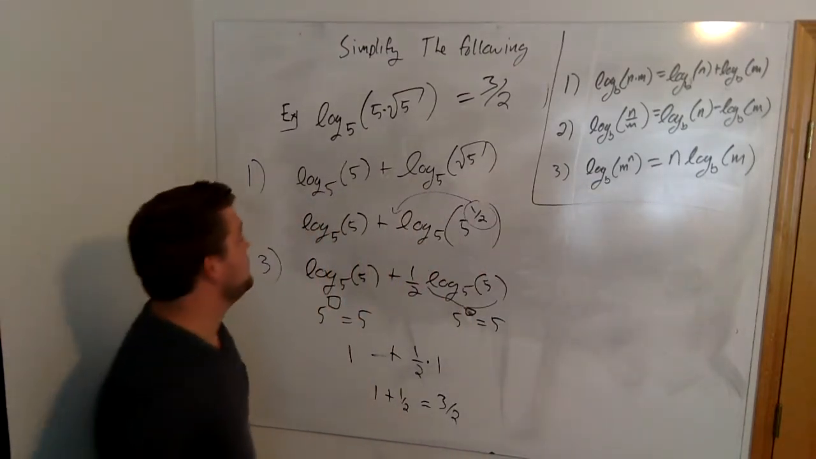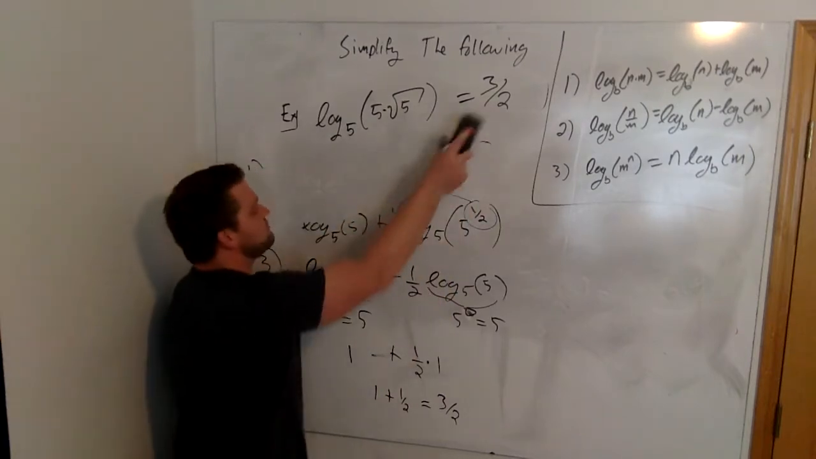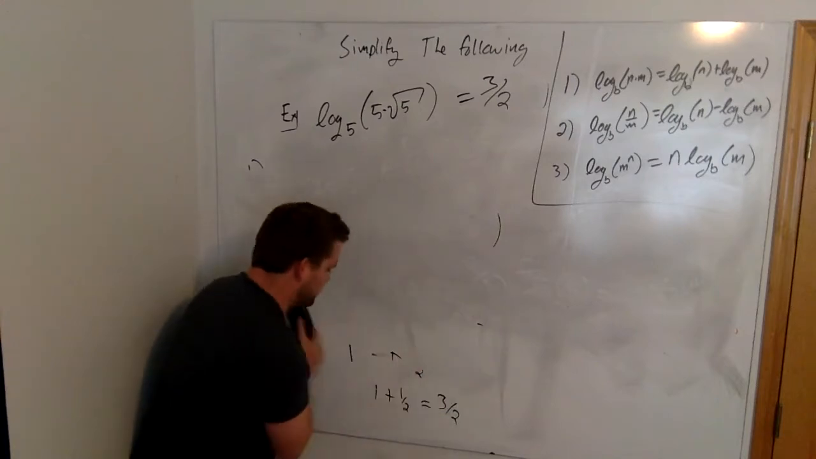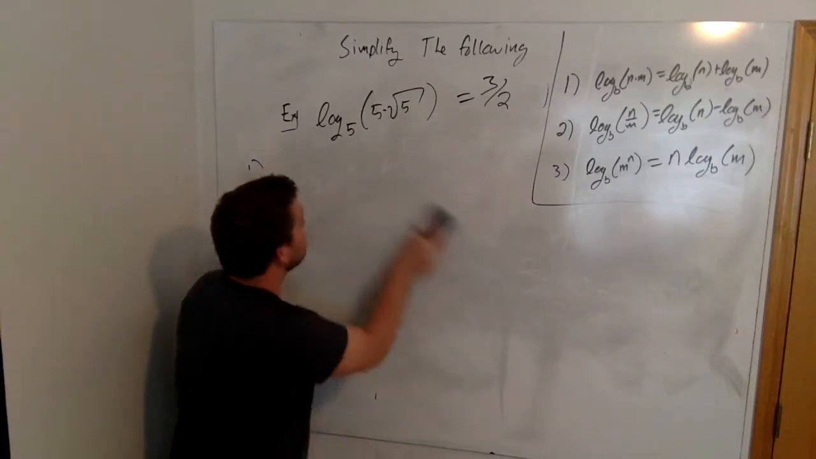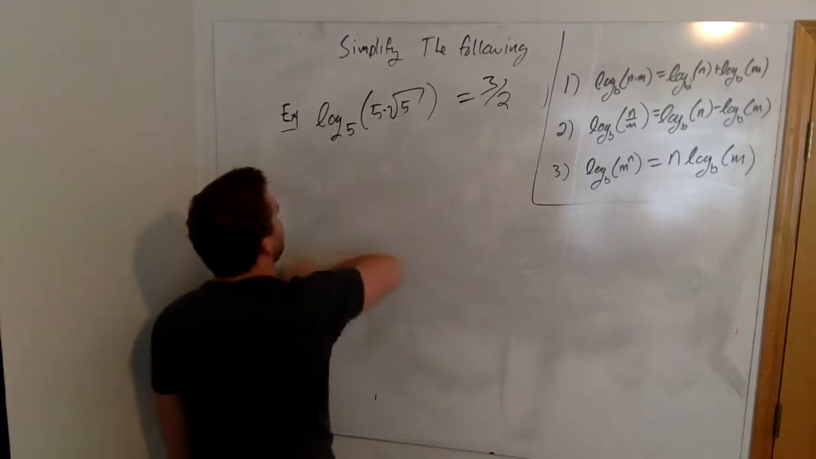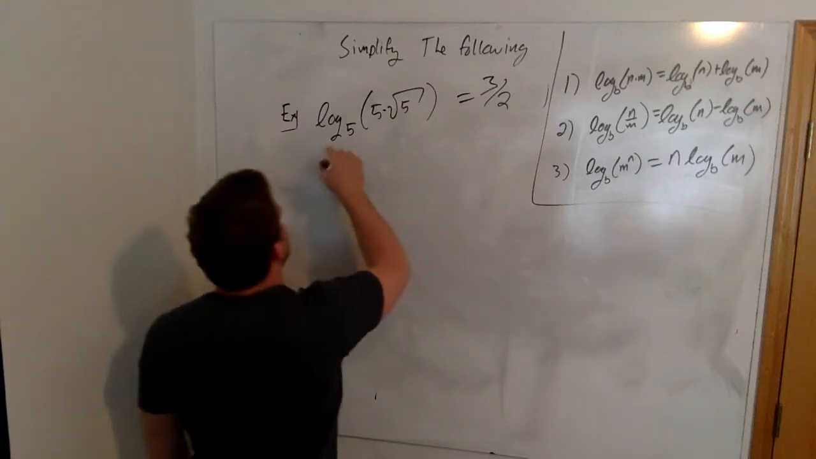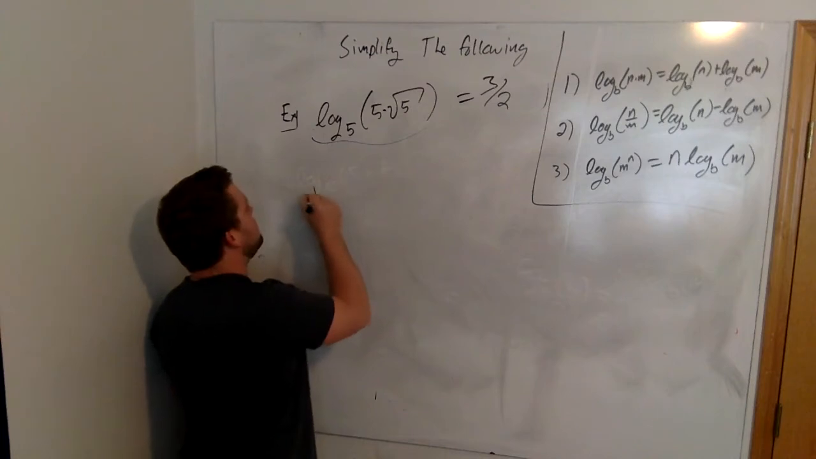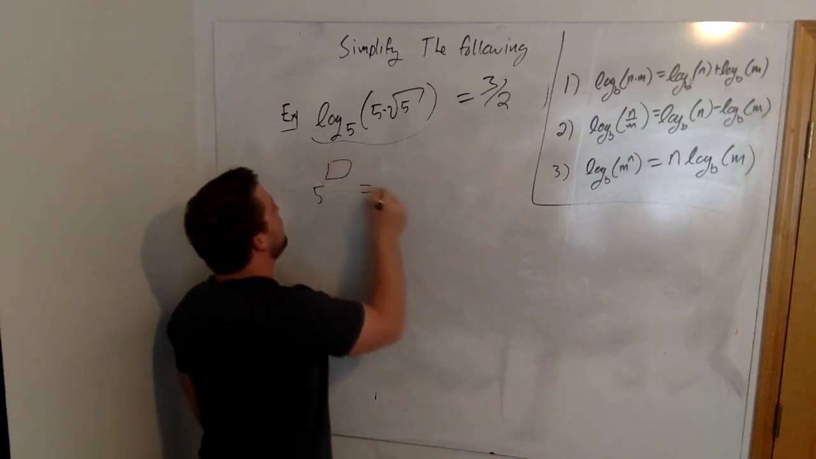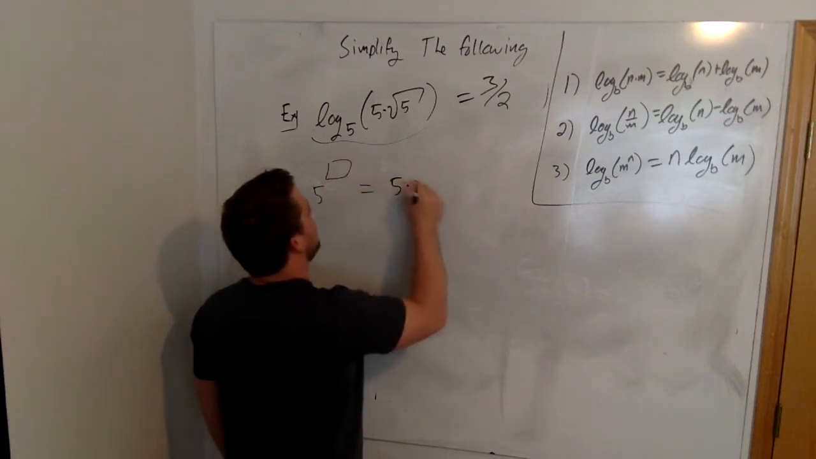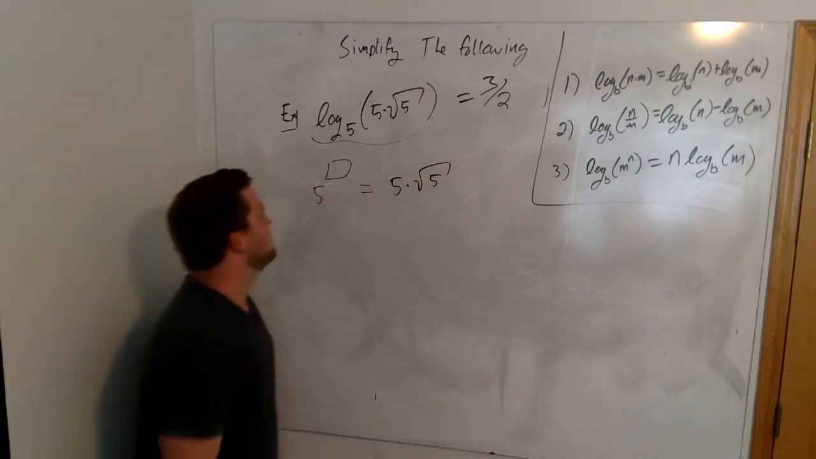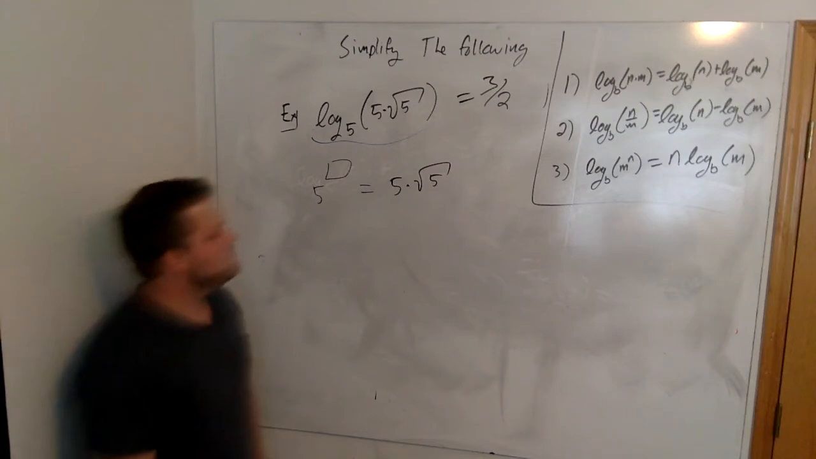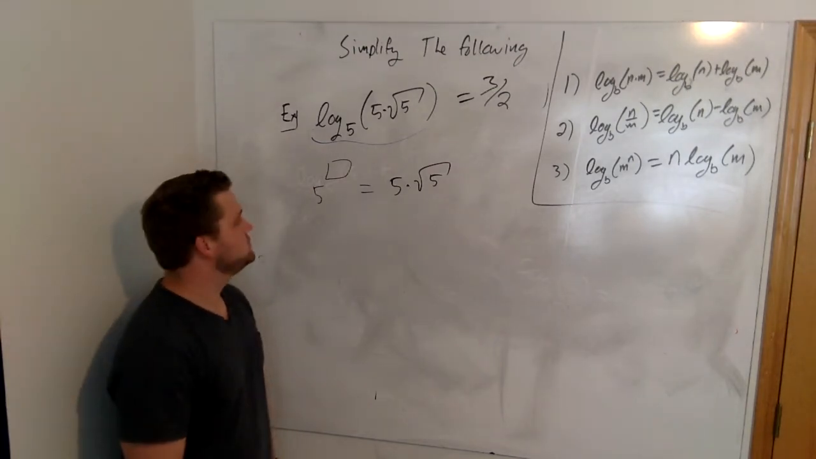I'm going to go ahead and erase what we have here. But the answer here is 3/2. And it was nice to just expand this and evaluate using log rules. But maybe a different approach to think about what this is saying. This right here is saying 5 to what power is equal to 5 times the square root of 5? 5 to what power gives us 5 times the square root of 5?